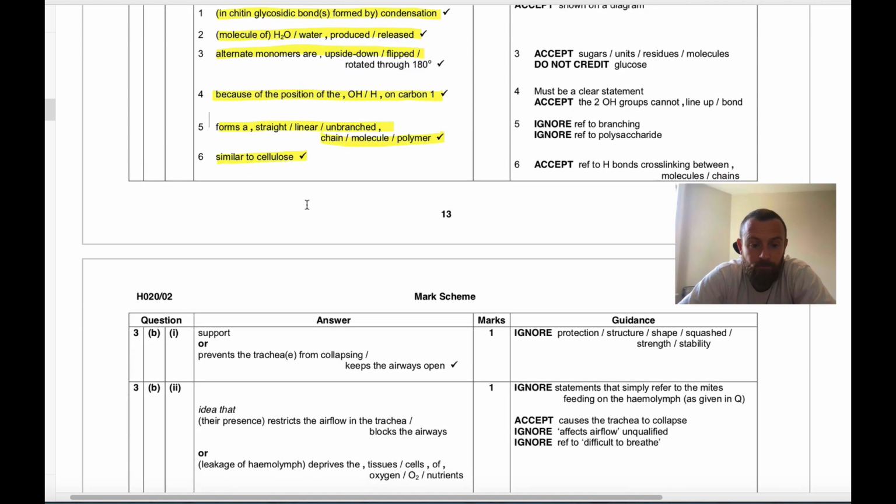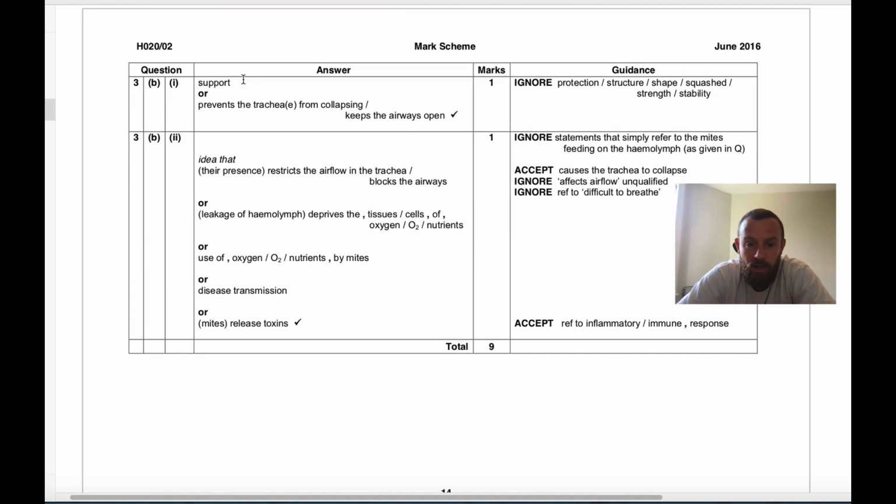Let's look at the mark scheme. So the rings of chitin support and prevent the trachea from collapsing, which is what we said. And then here, lots of things we could say. It restricts the airflow, deprives the tissues of oxygen, which is what we said.